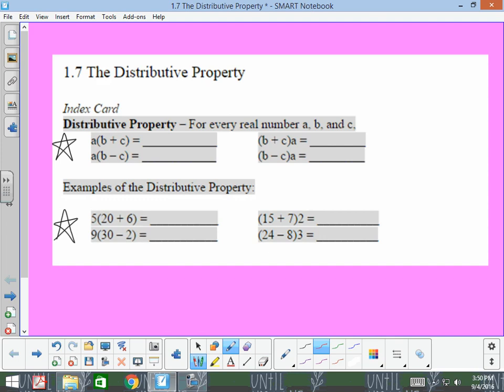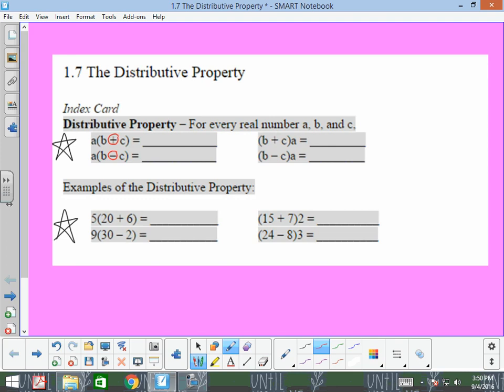So when you have the distributive property, first of all, you have an addition sign inside the parentheses or a subtraction sign inside the parentheses. You can have more than 2 terms inside the parentheses, but they all have to be separated by a plus and/or a minus sign.